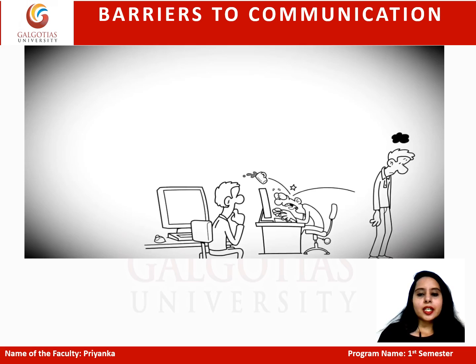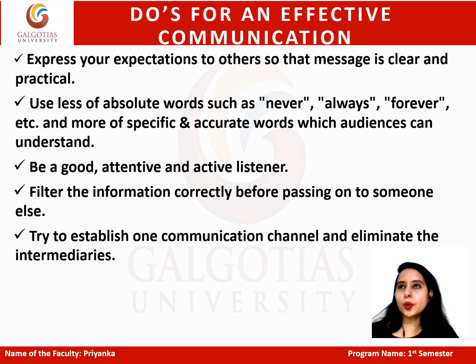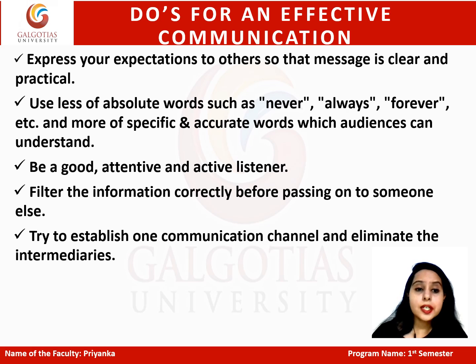All right. So what are the do's? From all the slides, from all the information we have read, let's come to the do's of effective communication. Summarizing the do's and don'ts for effective communication. The first one being, always express your expectations to the other so that your message is clear and practical without having any barrier. Always use less of words like never, always, forever. Absolute words are a big no-no. We may use 'maybe', 'probability', right, and accurate words which everybody can understand.